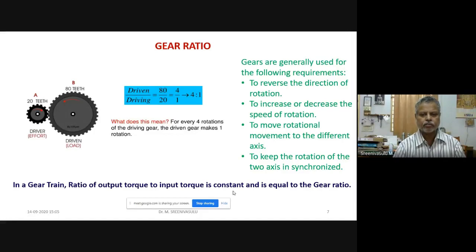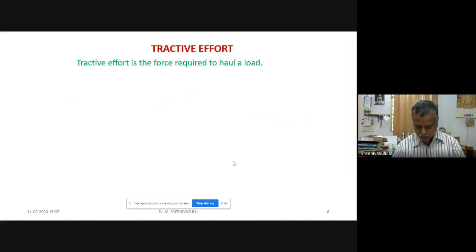Then of course, if you want me to say simply regarding the tractive effort, it is nothing but the force required to haul a load. Hauling in the sense it's going to be pulling, okay? It might be pull or push, whatever it is. So that is actually the effort in the form of force. Tractive effort is nothing but a force that is essentially required to haul a load.